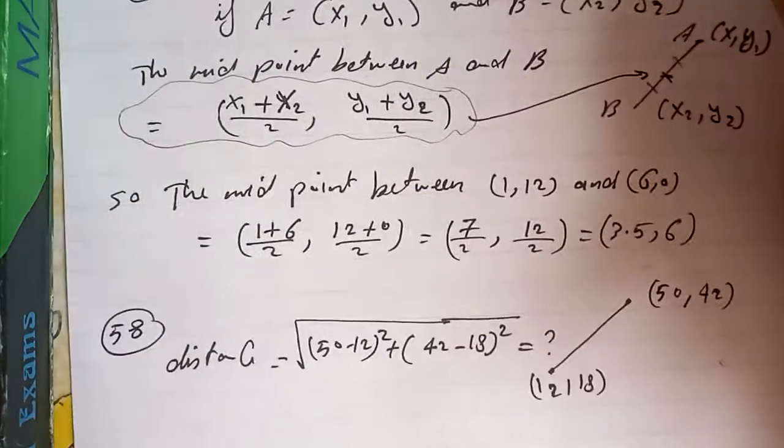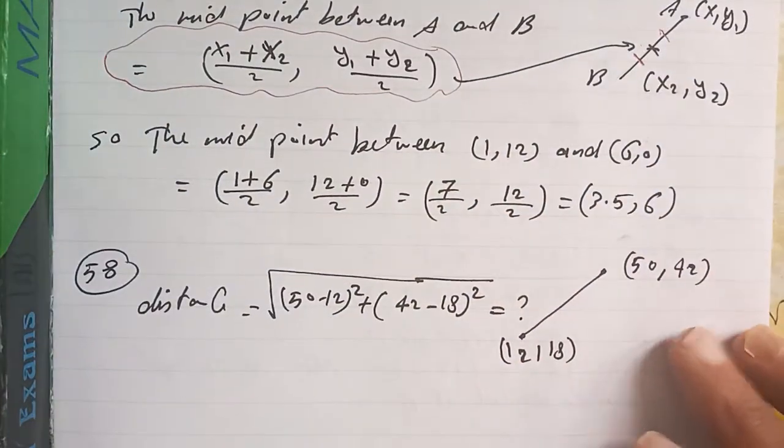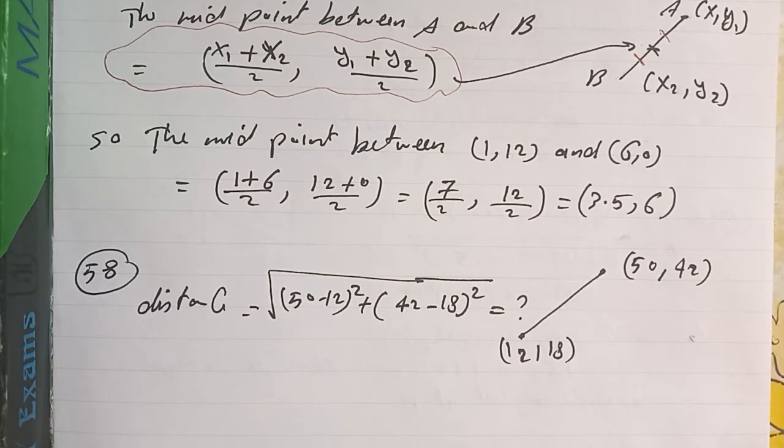Number 58 is a word problem. Also, you have a graph. All you need to do in this word problem is to get the distance between these 2 points. Easy? It's very easy. Thank you.